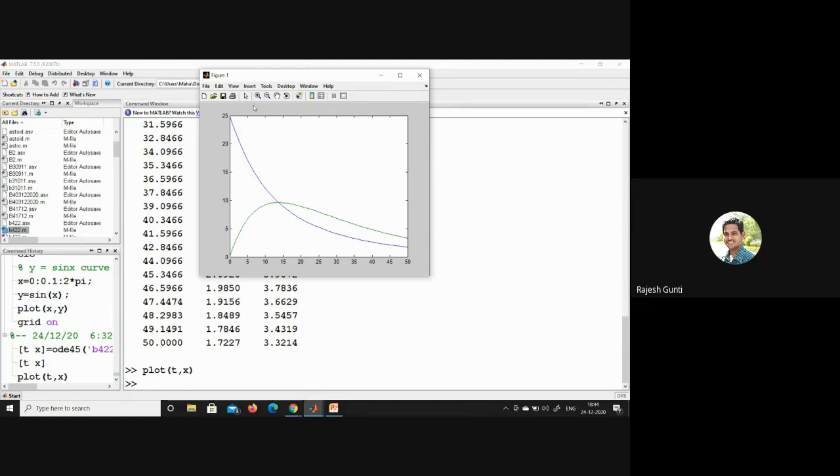So if we take a look, what is tank A? Concentration of salt in tank A. This is the concentration of salt in tank B.